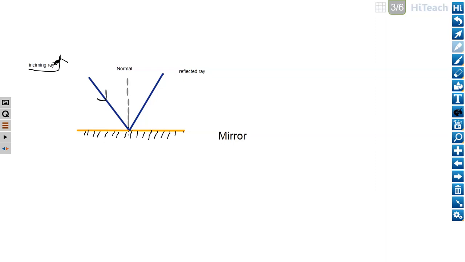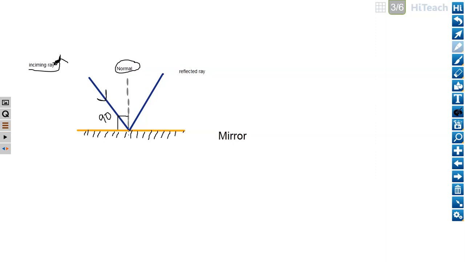To know where the light will be reflected or how it will be reflected, you can draw a line. It's called the normal line. The normal line is an imaginary line. This line makes 90 degrees with the surface of the mirror. Look, between the normal and the surface of the mirror, the angle that has been made, how much is it? 90 degrees.